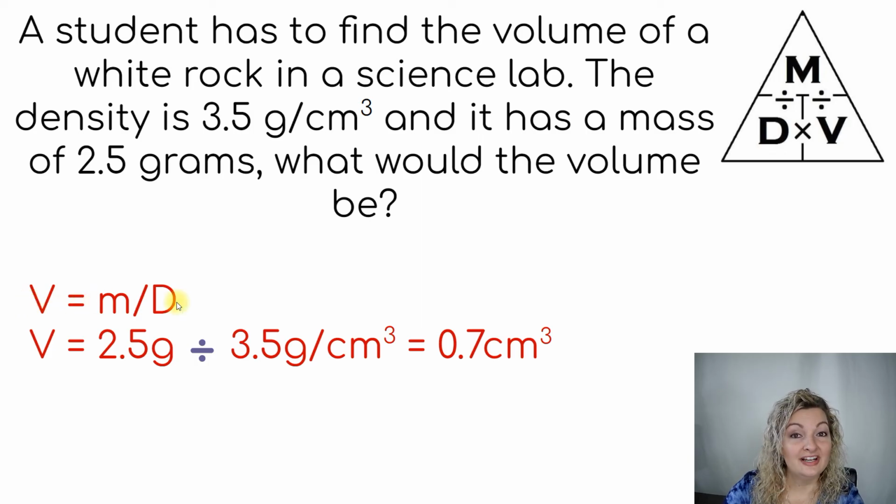Now we substitute in our values. Mass is the 2.5 grams, divided by our density, 3.5 grams per cubic centimeter. Plug it in your calculator and see what you get. You get 0.7 cubic centimeters. Again, word of caution, remember that the cube is on the centimeters, it's not on the 3.5, okay? So when you're putting it in your calculator, you're just doing the division. You are not actually cubing anything for your math.